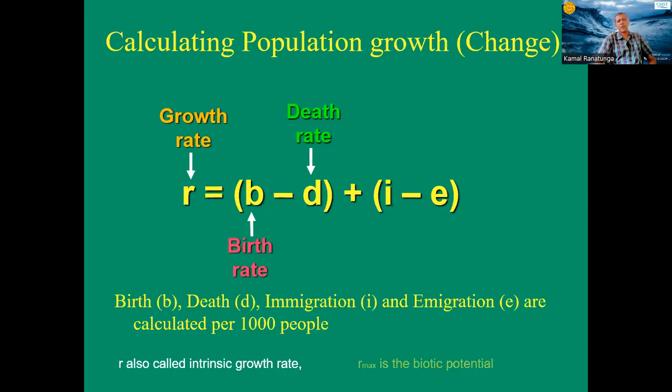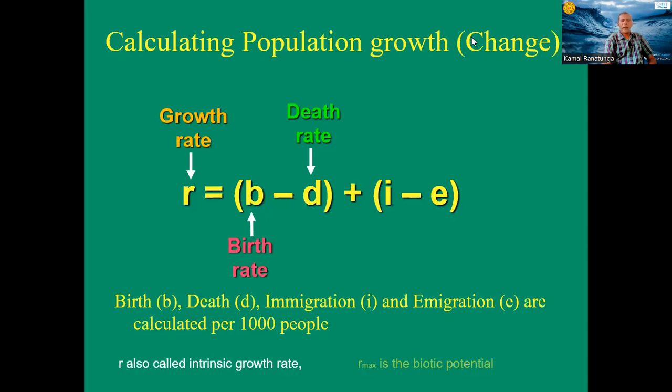So next time you go to a website, like hospital data, they always consider these as rates: birth rate, how many births for 1,000 people in that population. That's the birth rate. And similarly, death rate is how many deaths per 1,000 people. Right? That becomes a rate.